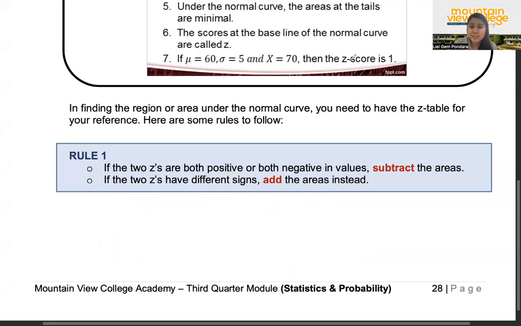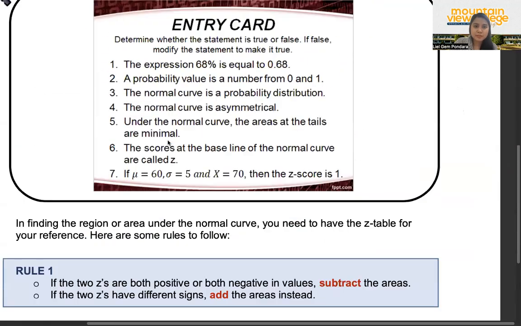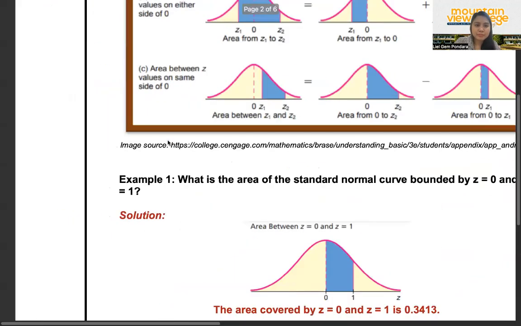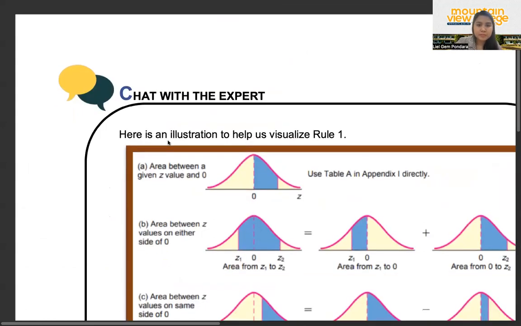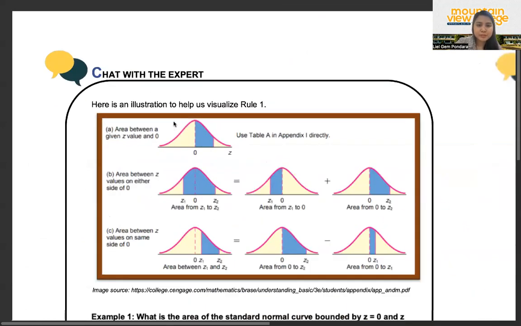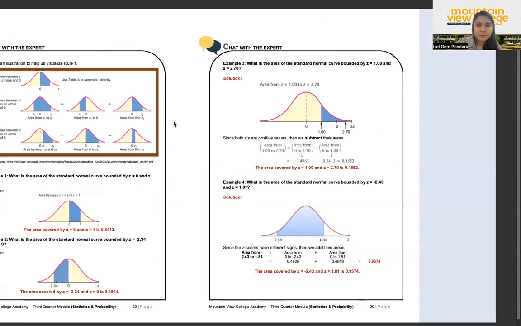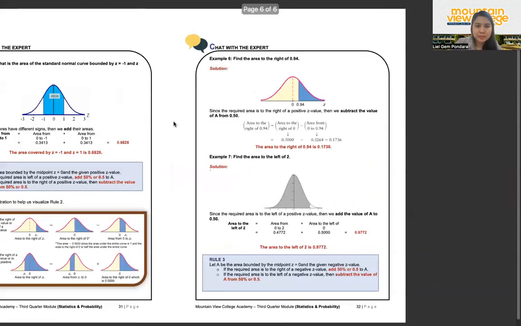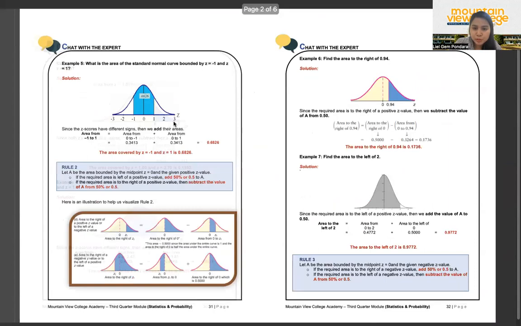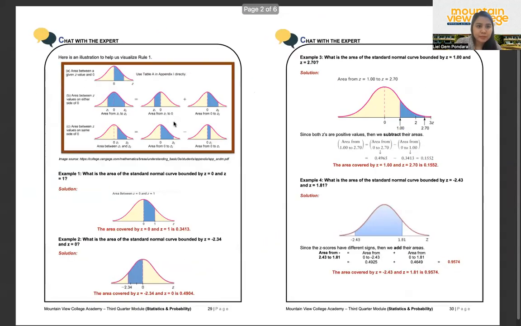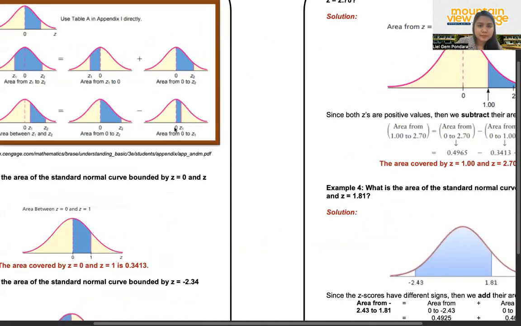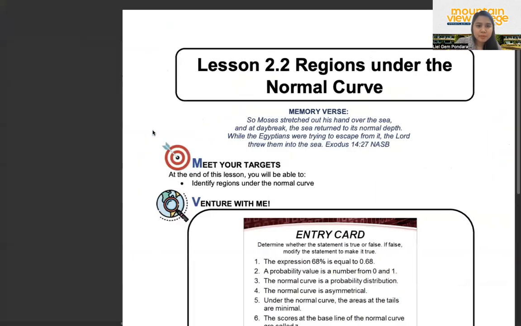Let us have more examples. Wait first. Let me first scroll over, okay? Up to rule number 3. I'm sorry.